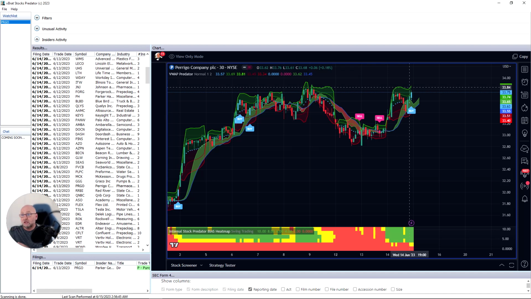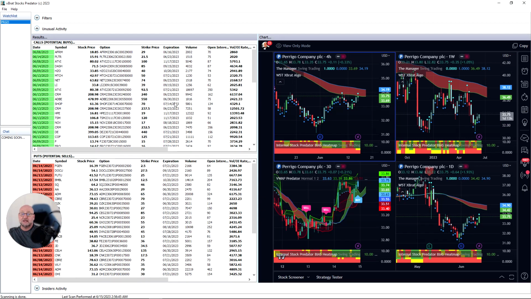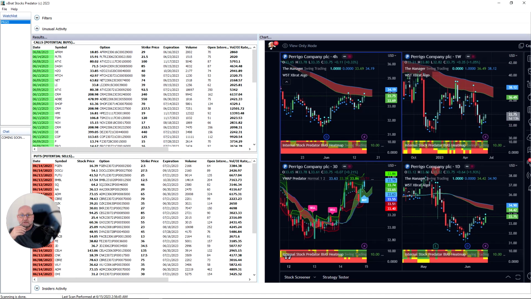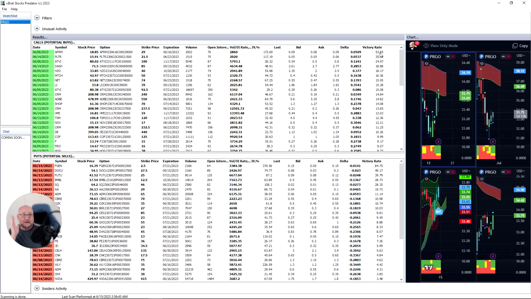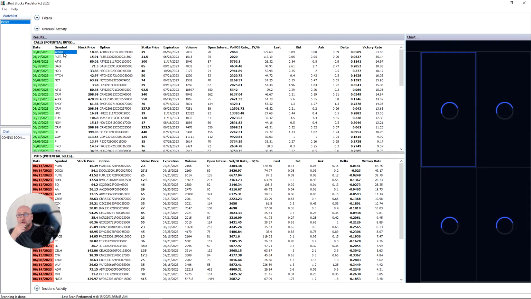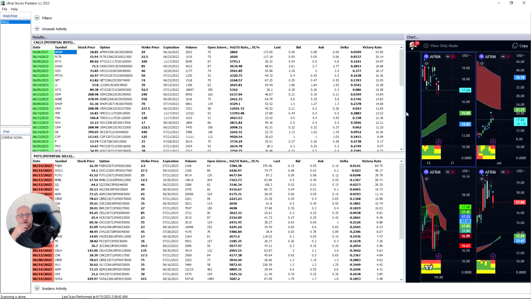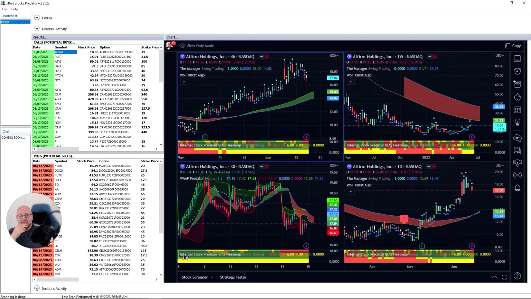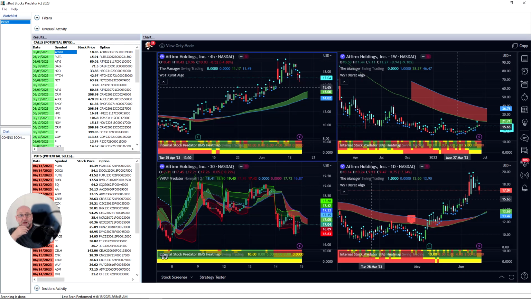So again, it's working through these potentials from these scans, whether it's insider activity that we've got here or unusual options activity right here. Again, when we look at the unusual options activity, we've got that victory rate there. We've got a victory rate of 53, the highest one on AFRM at the moment. We click on that, it changes the charts. We can do that technical analysis and understand where we are in that.